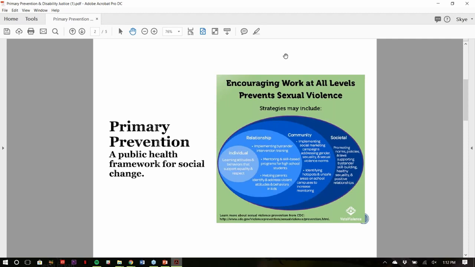And then societal level protective factors might be, for example, if people were holistically valued in our daily social norms, regardless of their ability to work or contribute to the workforce. Societal strategies may include promoting norms, policies, and laws supporting bystander skill building, healthy sexuality, and positive relationships. So that's just a very quick rundown.